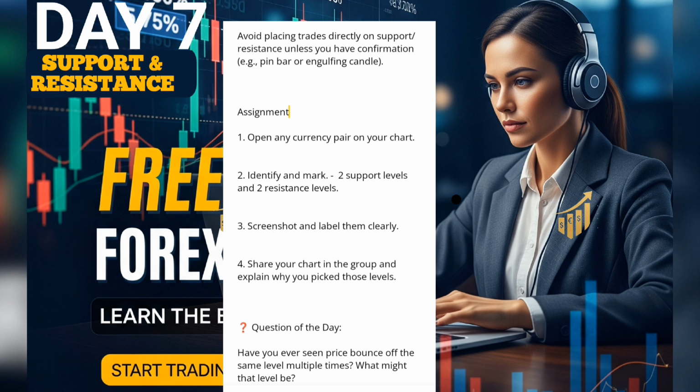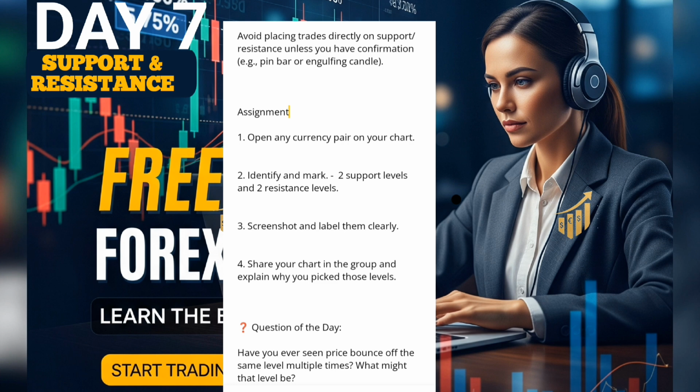Assignment. 1. Open any currency pair on your chart. 2. Identify and mark 2 support levels and 2 resistance levels. 3. Screenshot and label them clearly. 4. Share your chart in the group and explain why you picked those levels.